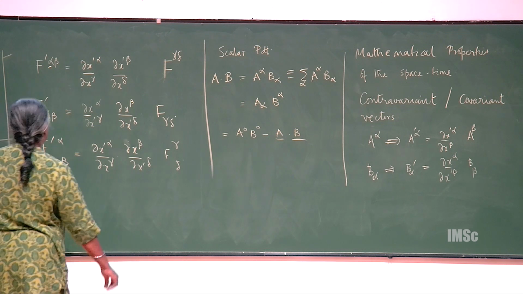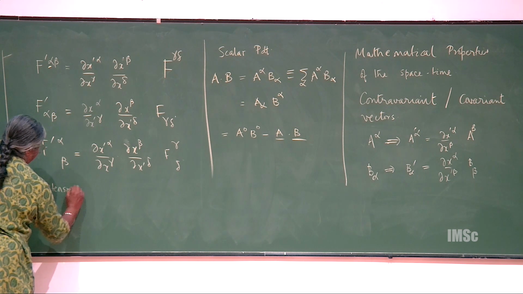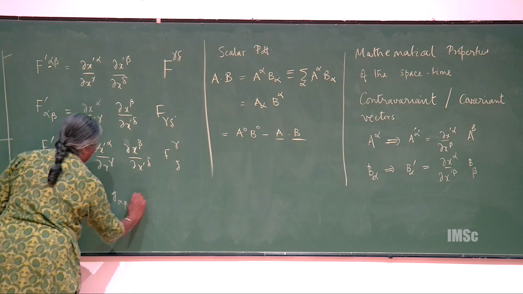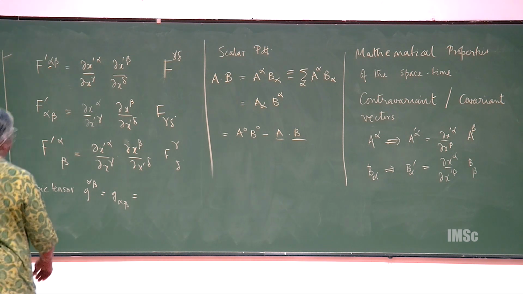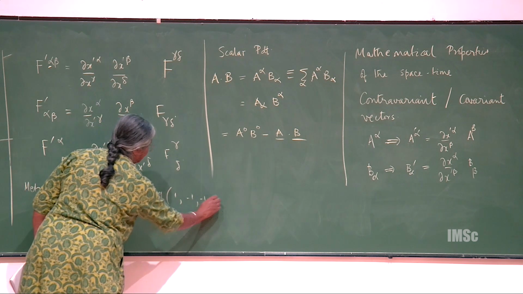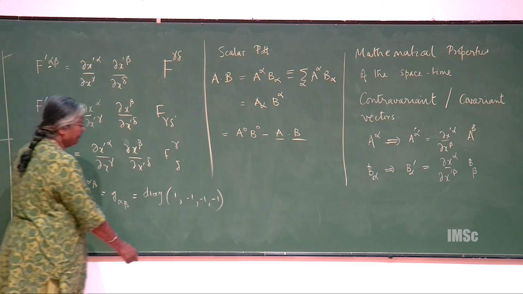There is a very special tensor which is called the metric tensor, g alpha beta, which is the same as lower g alpha beta. Now alpha has 4 values, beta has 4 values, so you can think of it as a 4 by 4 matrix, right? This matrix is completely diagonal and it has entries of 1, minus 1, minus 1, minus 1. And this is because you have Minkowski space.